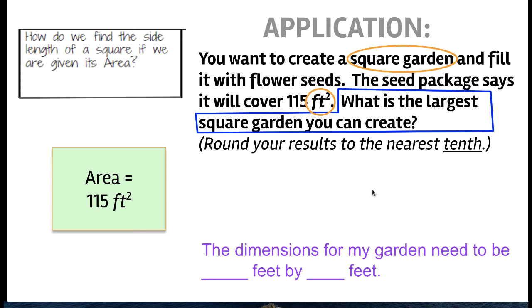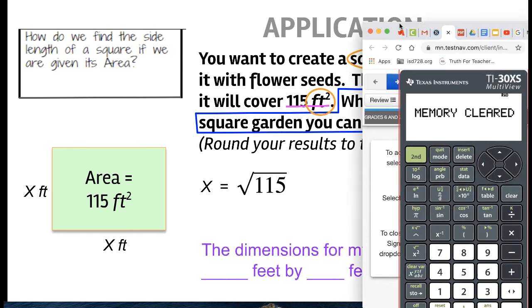Any important numbers in this problem? 115, because that's the area. Now my job is to figure out what each side of my square garden measures. So I'm going to let my width and my length, or my height and my base, just be x. They represent the exact same value, so that's why I use the exact same variable. When I take x and multiply it by x, I get 115 square feet. So if I take the square root of 115, that will give me the length of just one side of my square. So let's go ahead and calculate the square root of 115.